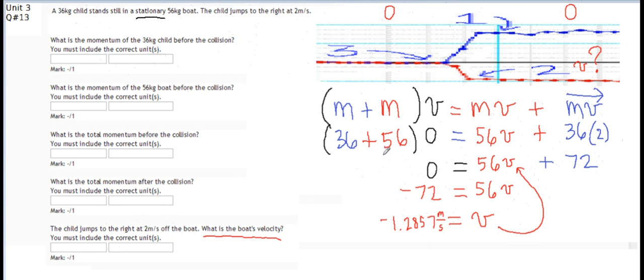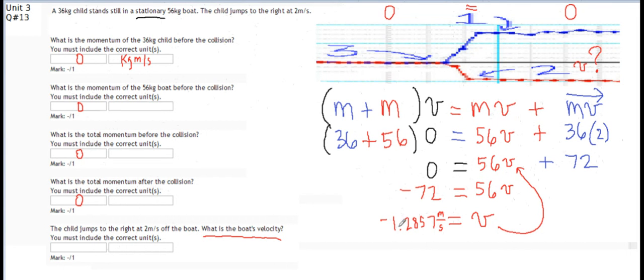So answering the questions one at a time then, what is the momentum of the child before the collision? It's 0. It's not moving. And then, of course, all of the momentum units are kilogram meters per second. What is the momentum of the boat before the collision? Of course, it's also 0, being that it's also not moving. What is the total momentum before the collision? So the total momentum, of course, is the child and the boat. They're both 0. And what is the total momentum after the collision? That's what I just said, that 0 equals 0.